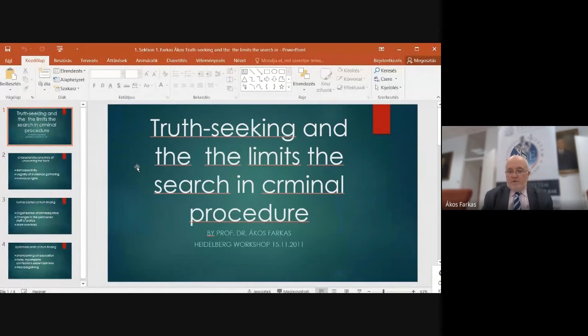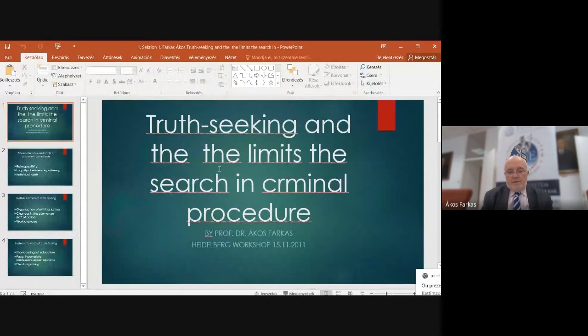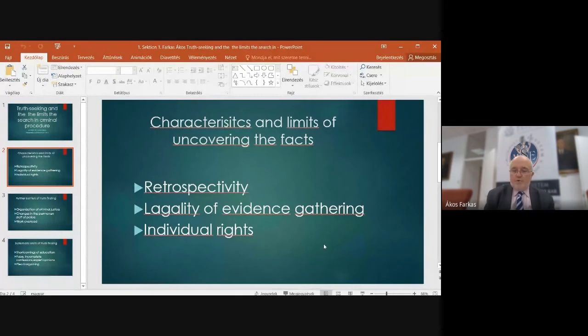It is no accident that the search for truth is the primary function of the criminal process across diverse legal traditions. But the innate truth in the criminal process is not complete. Yet, while searching for truth is a broadly accepted goal in the criminal process, no system seeks the truth at all costs. On occasion, the search for truth must yield to consider various aspects, which I would like to present shortly. First of all, let's look at the characteristics of uncovering the facts of the criminal case, in German Tatbestand.